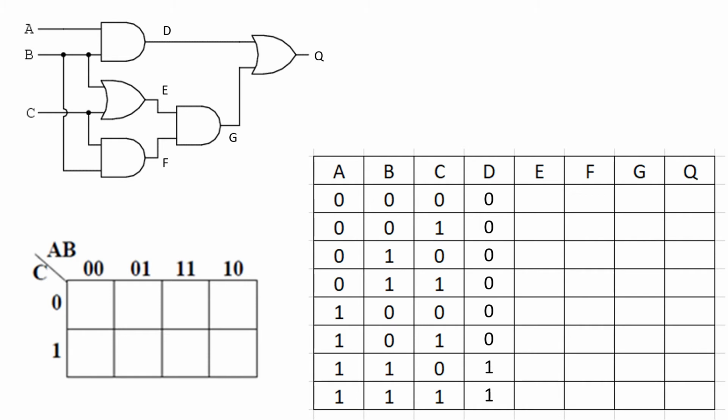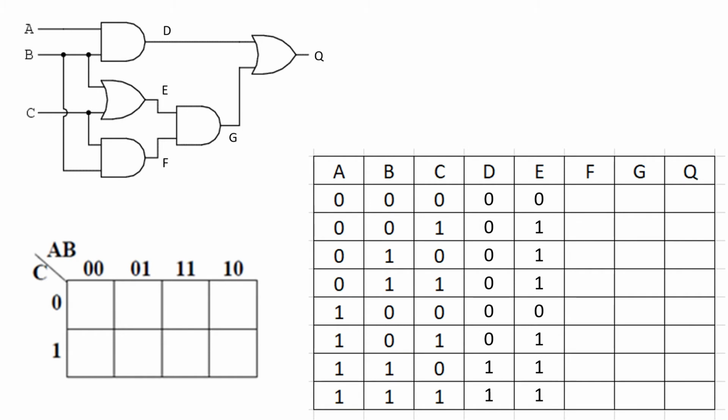E is an OR gate from B and C. So we look down B and C and find where we've got a 1 for either B or C, or both, then that gives us a 1 as an output. So there's only 2 cases where it doesn't give us an output, because B and C are both 0 on those 2.